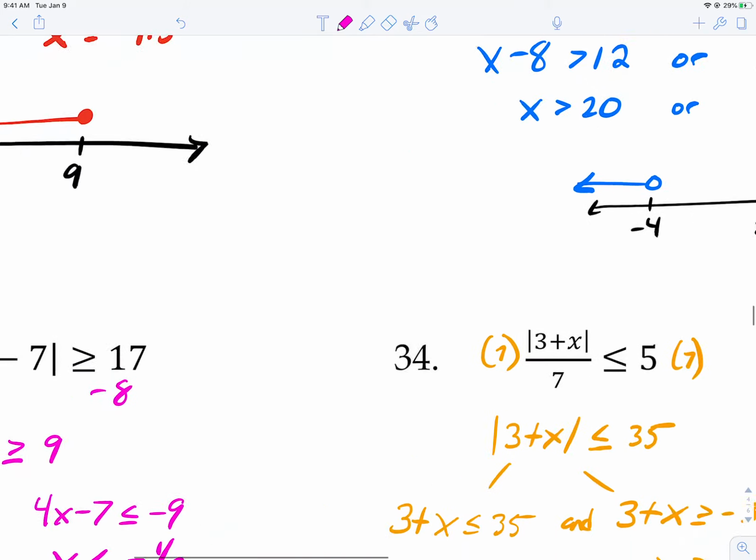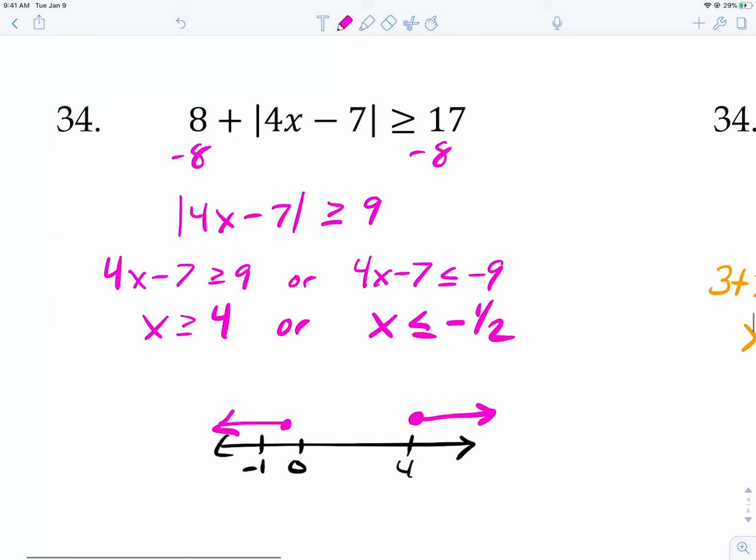Number 34, absolute value is not by itself, so we had to subtract 8 from both sides first. Absolute value of 4x minus 7 is greater than or equal to 9. So if you separate them first, and it is greater, so it's an OR problem. The first one stays the same. The second one, you flip your inequality and you change the sign to be a negative.